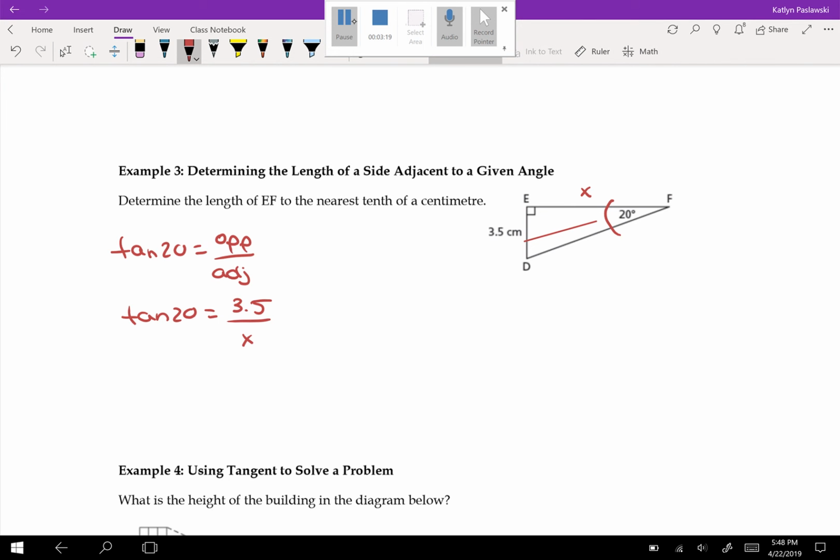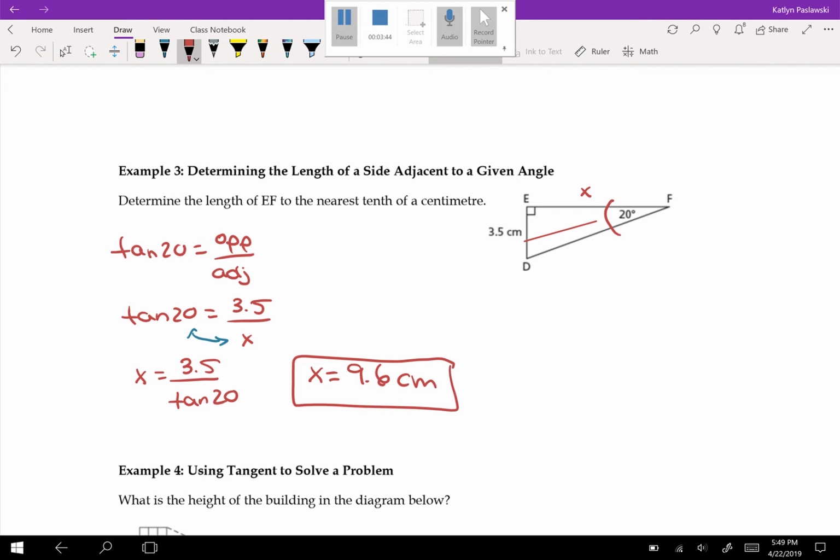Now, if the value that I'm solving for, X, is on the bottom, I simply can swap these values. X is 3.5 divided by tan 20. Now in your calculator, 3.5 divided by tan 20 gives you our value of X, which is 9.6 centimeters. Done.